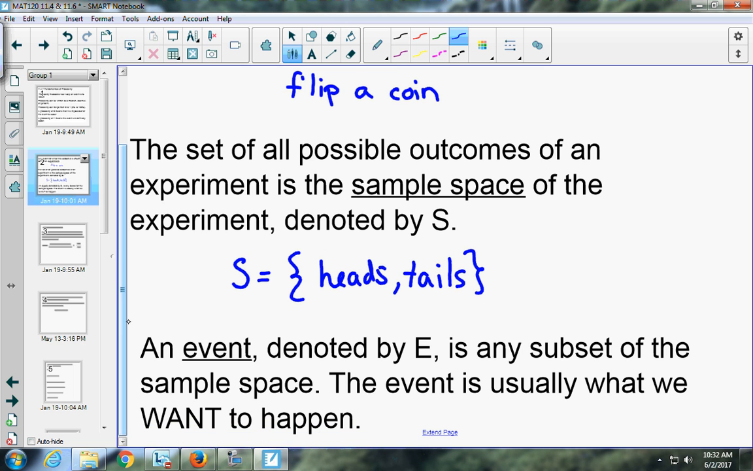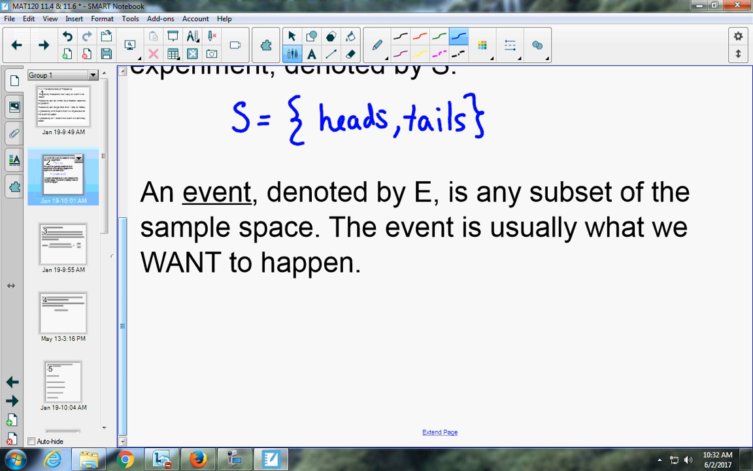An event, which we abbreviate or denote with E, is any subset of the sample space. And the event is usually what we want to happen. So say we flip a coin and we want to get tails. Our E, or our event, would then be tails. So it has to be one of the things listed in the sample space if we actually want a probability that is not 0.